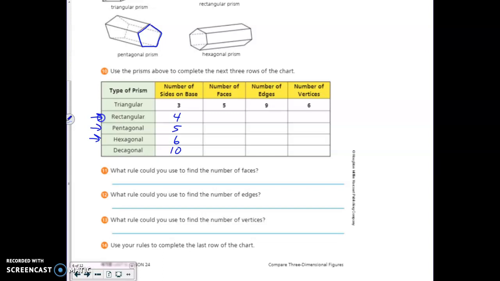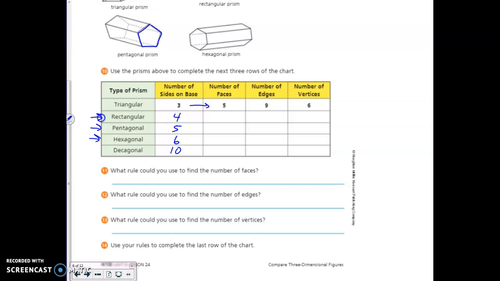All right? So this is where the patterning starts. This is where we start to identify moving forward. As we look at the triangular one that they gave us there, guys, we are seeing that if a triangular prism has 3 sides on its base, the number of faces goes up to 5. All right, so we are looking directly at that correlation first. Okay, so we're looking at number of faces went up 2 there.